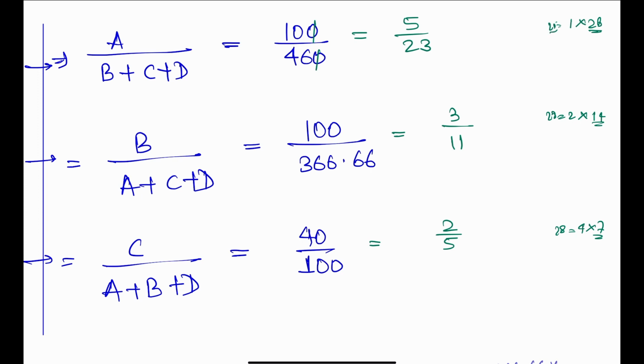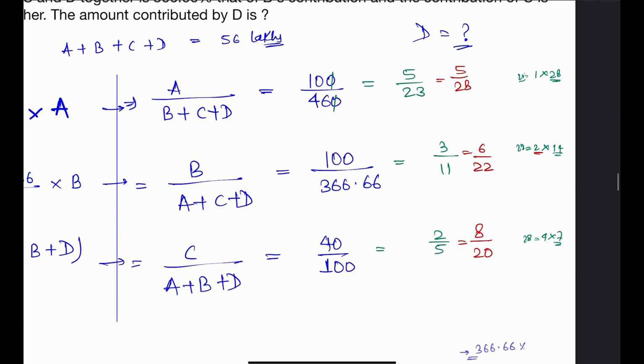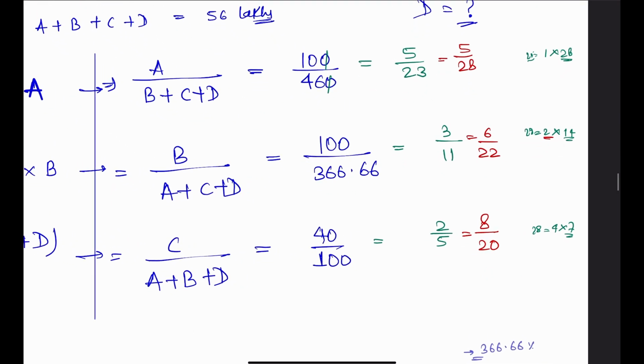So then again the equation will be how much? 5 by 28. Here we need to multiply by 2, then it will be 6 by 22. Check again, 6 plus 22 is 28. Here 28, when we multiply by 4, 4 into 2 is 8, 4 into 5 is 20, 20 plus 8 is 28. Can you see how easy it is? Again if someone wants, let's divide by 4, 2 by 5, it's the same. I haven't done anything out of the blue.